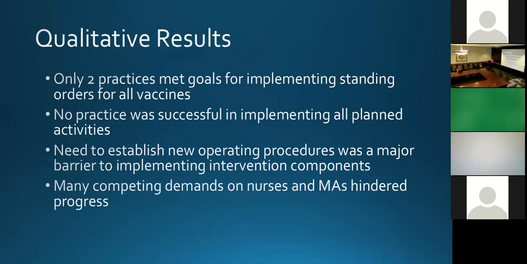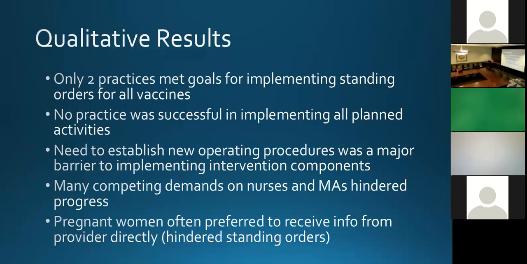And a lot of this had to do with competing demands based on nurses and MA time. So this just didn't rise to the priority level that it needed to be in order to allocate the necessary resources to make this successful, even though we were doing a lot of the work ourselves on the study team. And an interesting thing that I guess makes sense, it's kind of a duh moment, but it was helpful to actually see data on this, is that in terms of the standing order piece, pregnant women actually didn't really like the standing orders. They wanted to be able to talk to their doctor directly and make sure that it was okay for them to get vaccinated while they were pregnant.